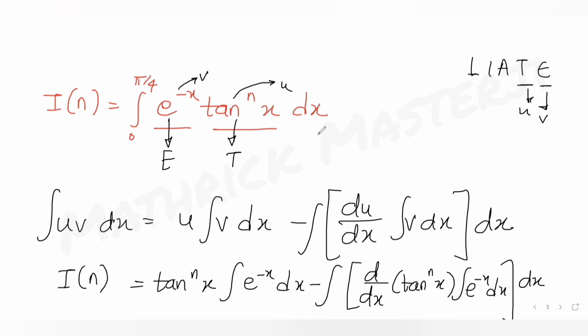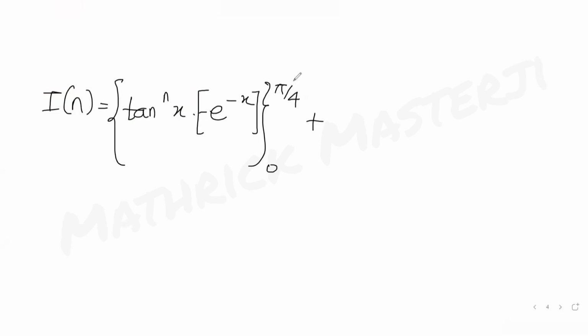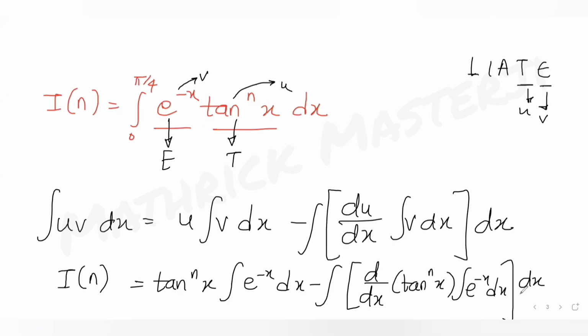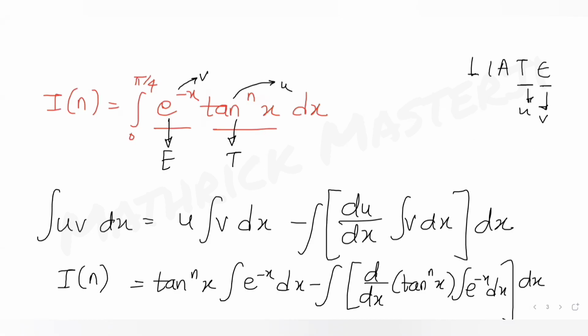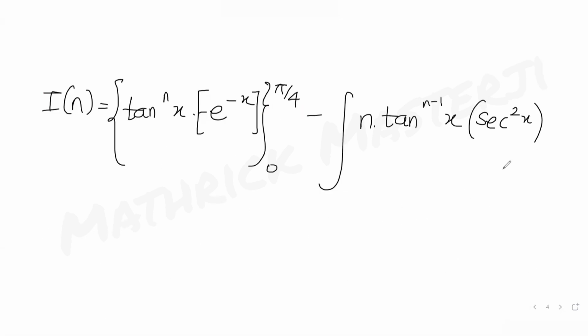or minus the bigger integral. So I write that as minus a bigger integral of the derivative of tan x raised to n, so n into tan raised to n minus 1 x, into the derivative of tan x, which is sec square x, multiplied with the integral of e raised to minus x, which is minus e raised to minus x dx.